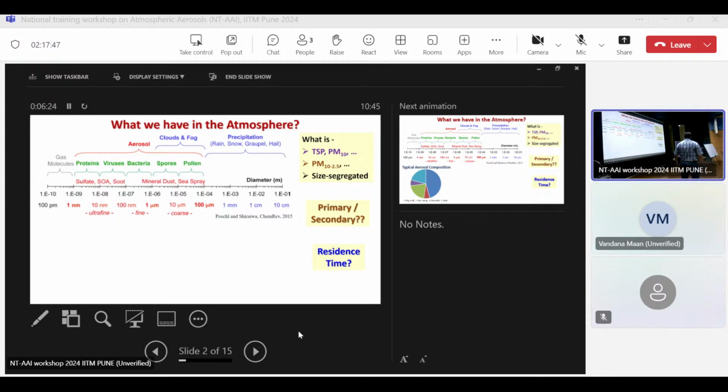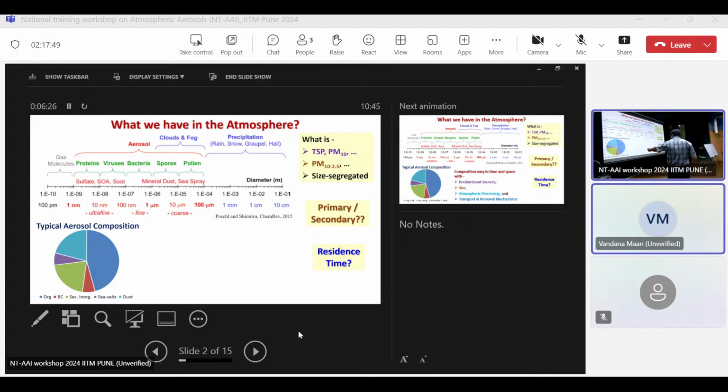Okay? Then this is the typical composition. I put some numbers in Excel and plotted. What we see here: we have dust, we have organics, we have black carbon, we have secondary inorganic. Secondary inorganic means sulfate, nitrate, ammonium, this kind of thing. Then we have sea salts. In some places the percentage will change, but this will be the composition.